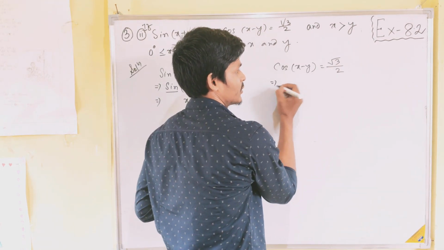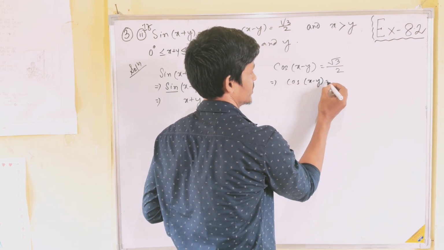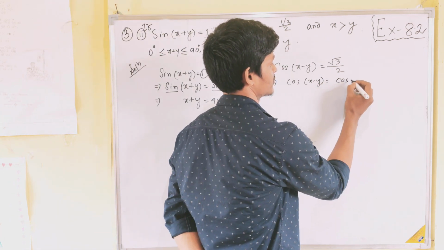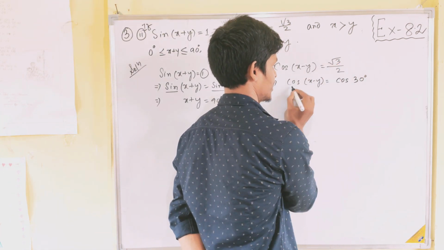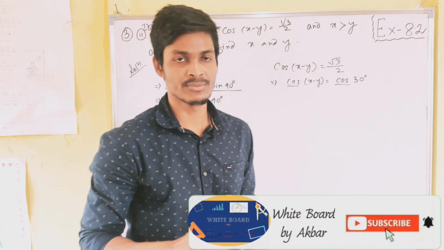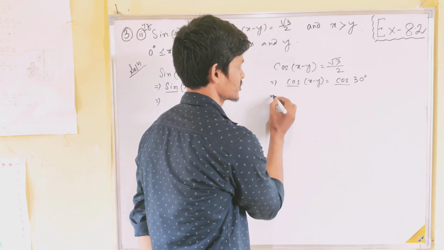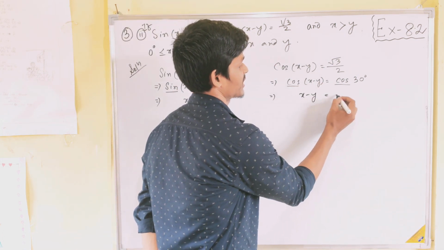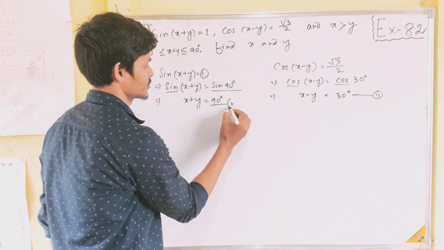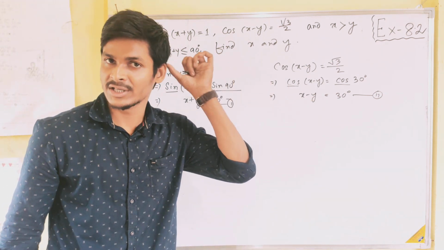Cos of x minus y equal to root 3 by 2. In place of root 3 by 2 you write cos 30 degree, because here cos is there, so you have to write root 3 by 2 in terms of cos. Cos 30 degree is root 3 by 2, in both sides cos is there, so now you can write x minus y equal to 30 degree. Give this equation 2 and this one is equation 1. So x plus y equal to 90 degree and x minus y equal to 30 degree.